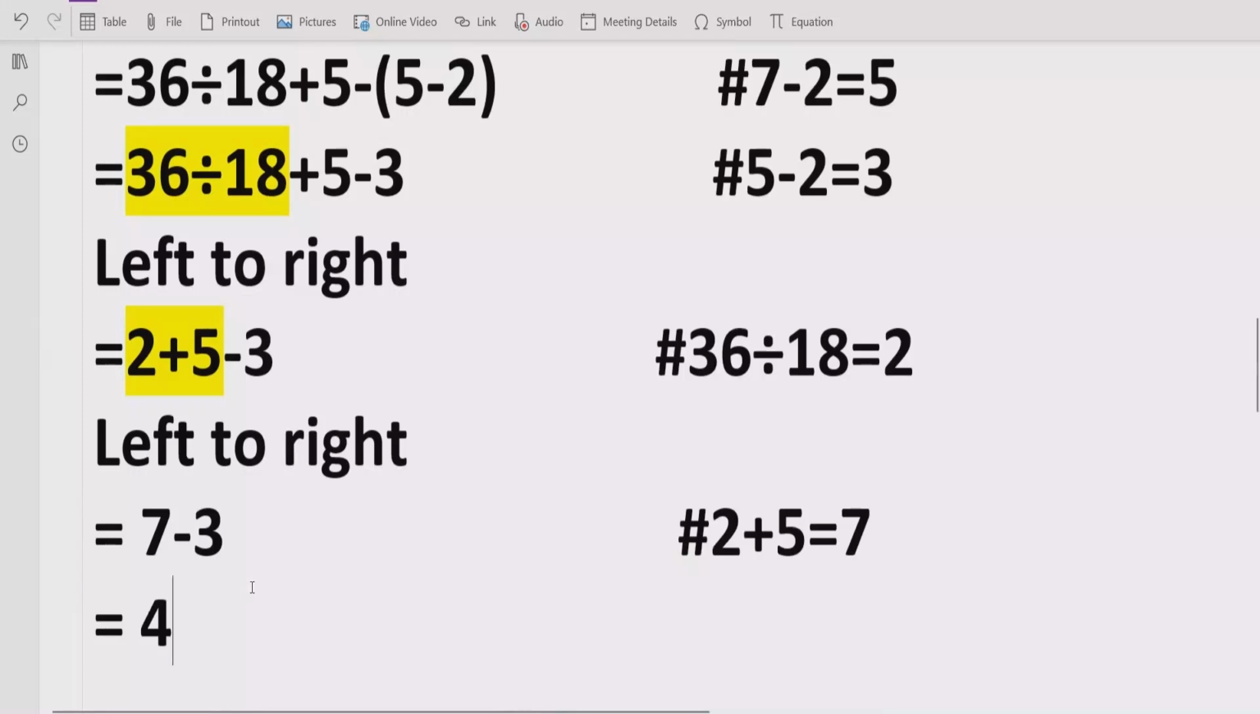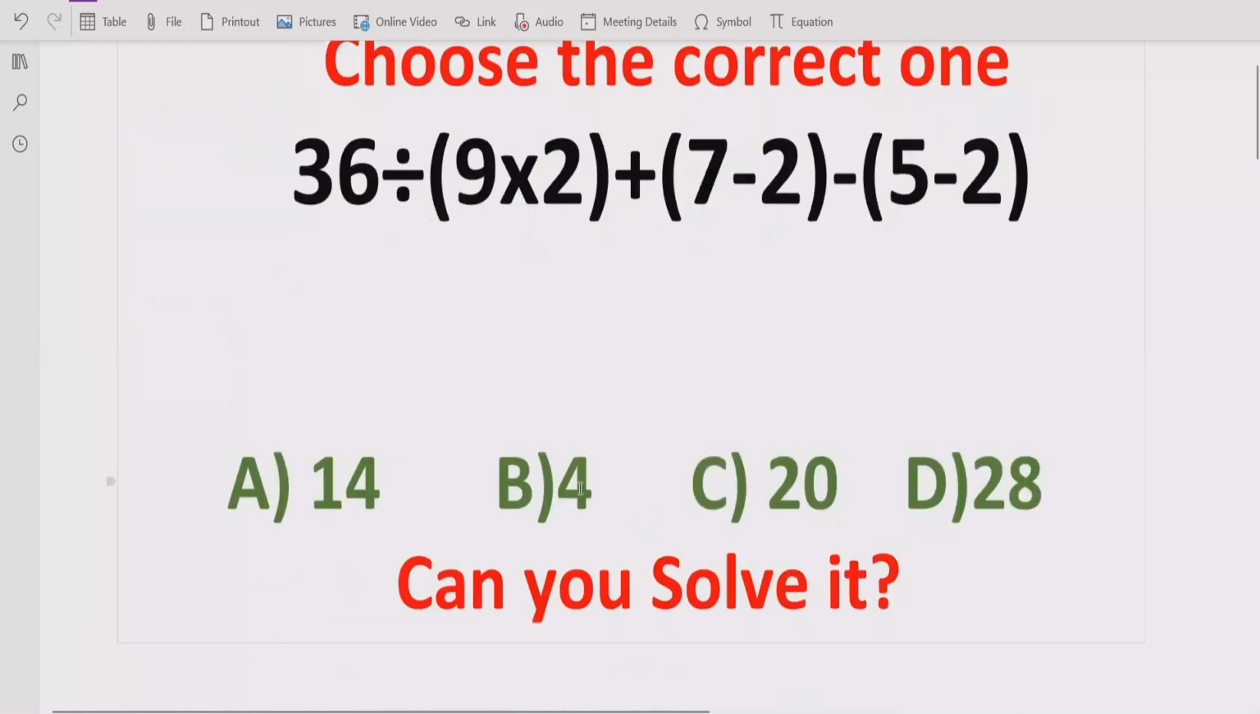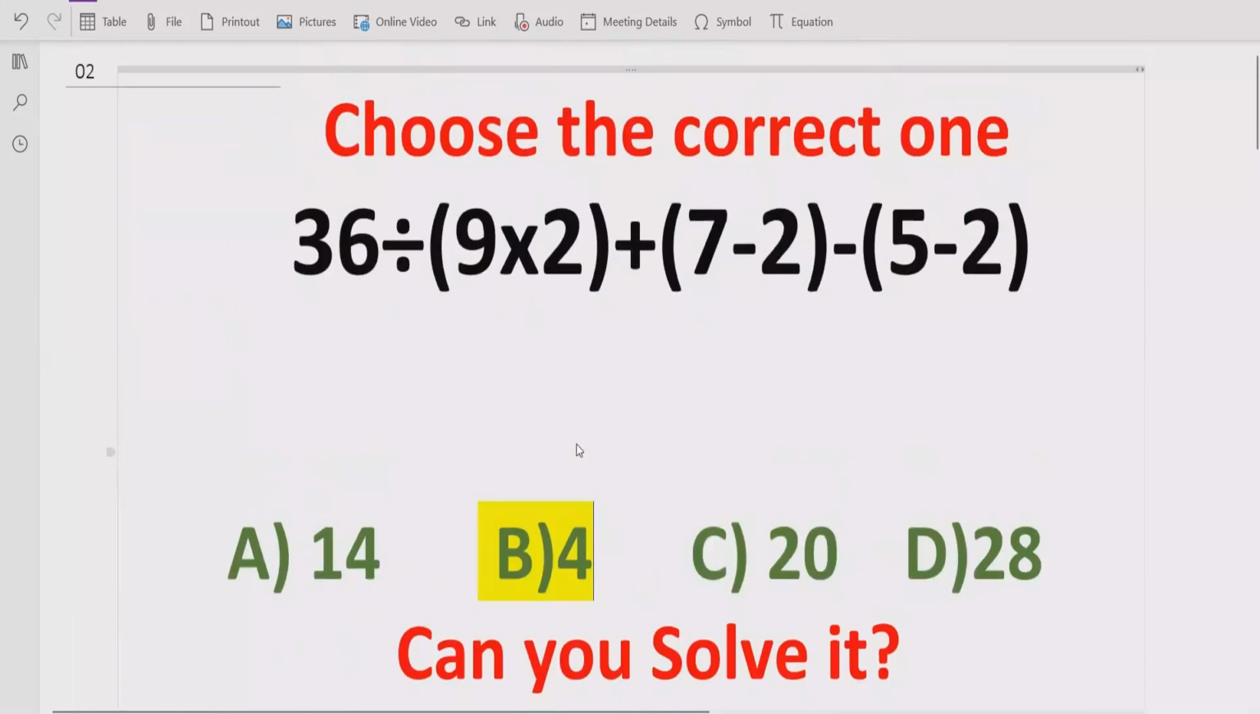So, if you see the answer list, answer B is the correct answer. I hope you understand how you can solve the given expression using the PEMDAS and BODMAS method and find out the correct result. So, that's it for today.